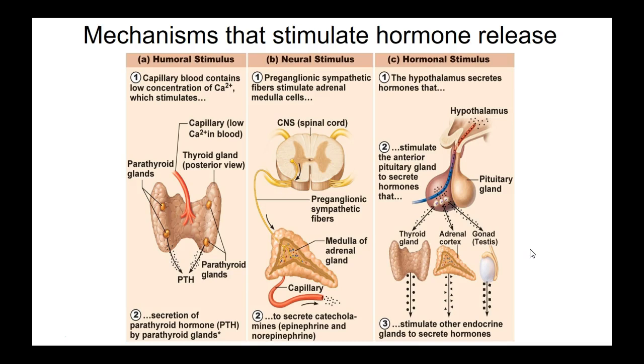Here, was there a neurotransmitter involved with the release? No, it was directly detecting low calcium and therefore stimulating parathyroid hormone release. The last one is probably the most common way that hormone secretion is regulated, in that hormones from one gland stimulate hormones released from another gland.